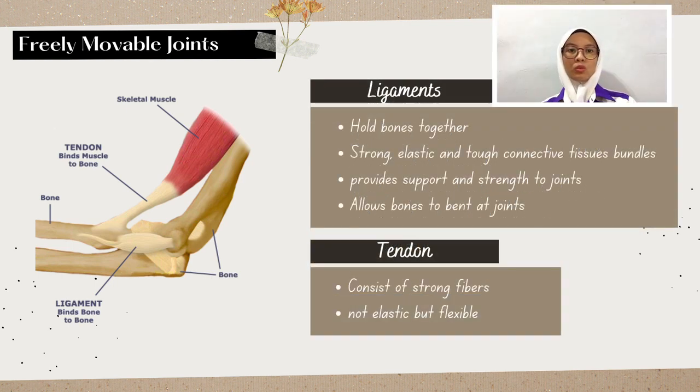Ligaments hold bones together. It is strong, elastic, and tough connective tissue bundles. It provides support and strength to joints. It allows bone to bend at joints. Next tendon, it consists of strong fiber. It's not elastic but flexible.